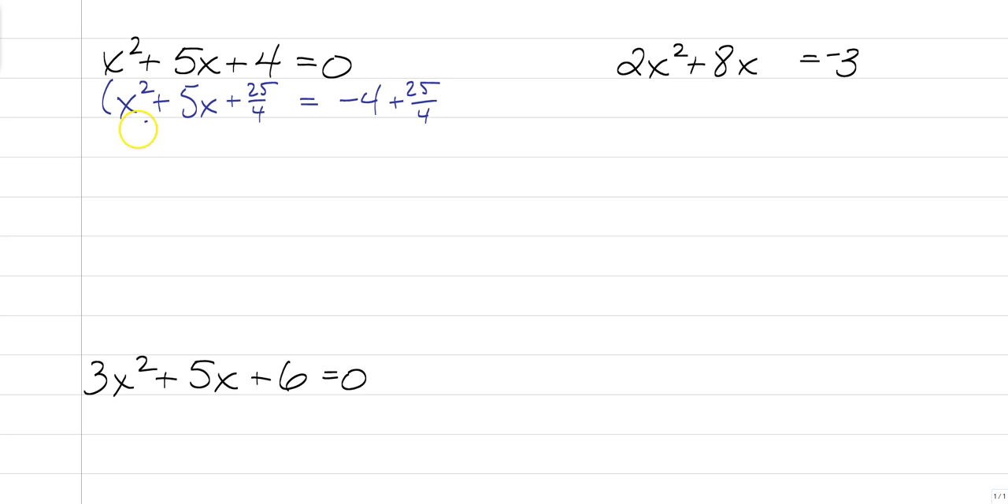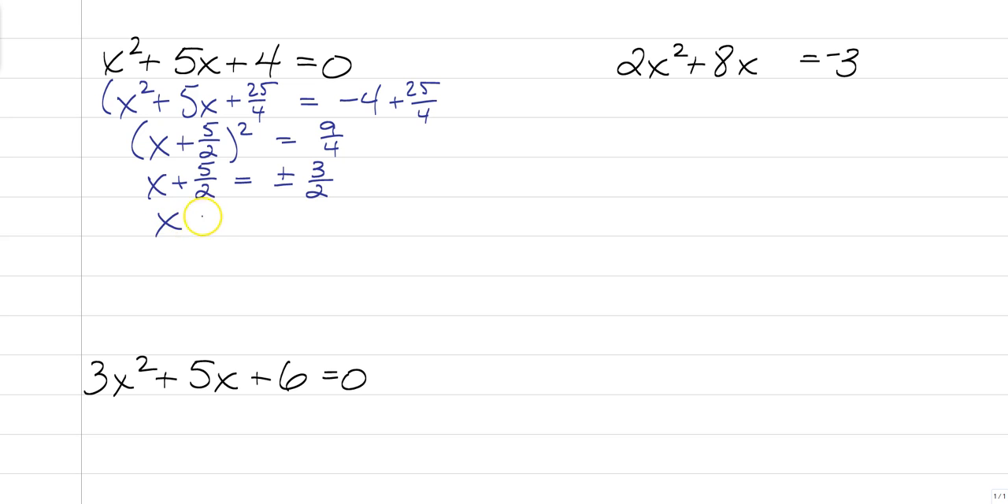To write this as the square of a binomial, we have x plus, we're doing half of a positive 5, which would be a positive 5 halves. Squared is equal to, let's see, 25 fourths minus 16 fourths, so this would be equal to 9 fourths. Square root both sides, and that's going to end up giving you x plus 5 halves is equal to plus or minus the square root of 9 fourths, which is 3 halves.